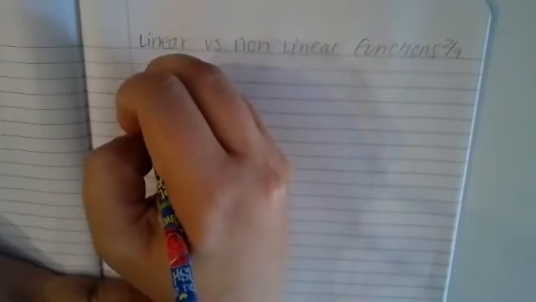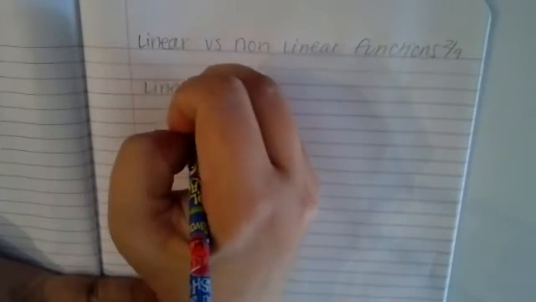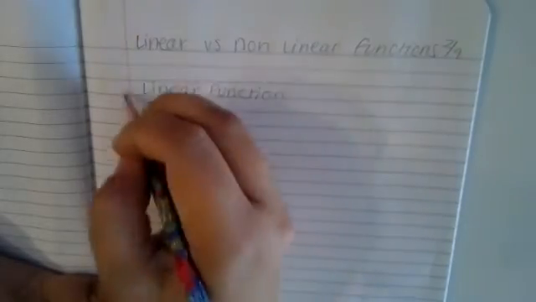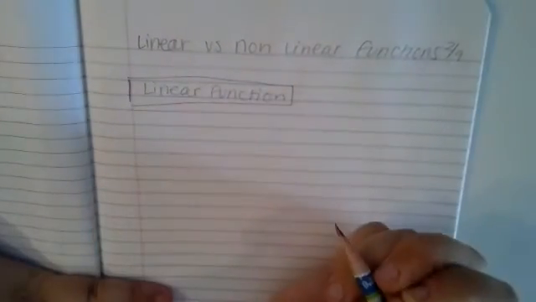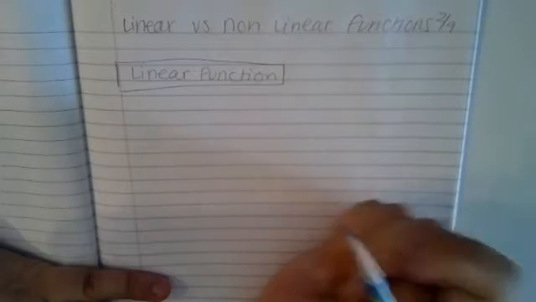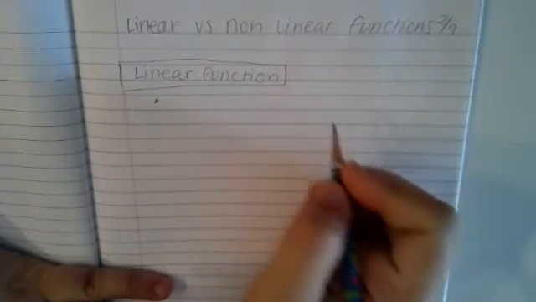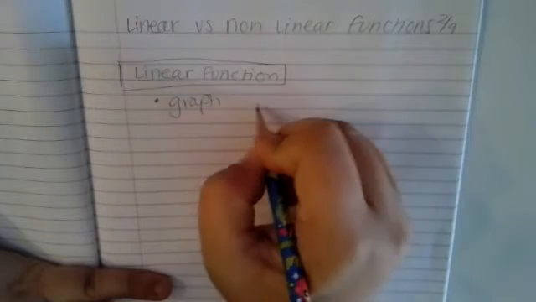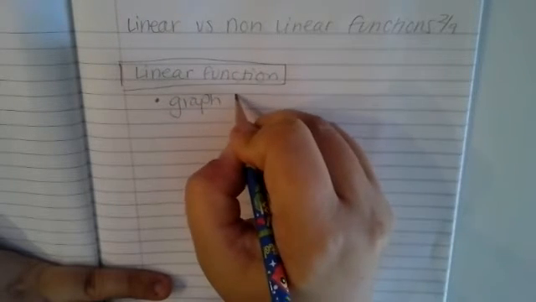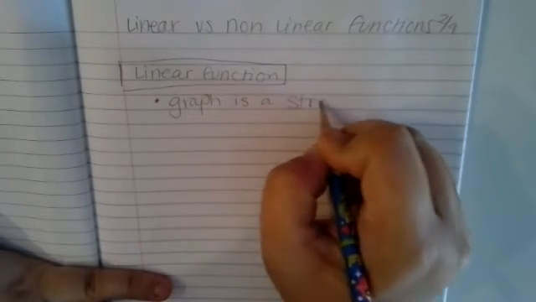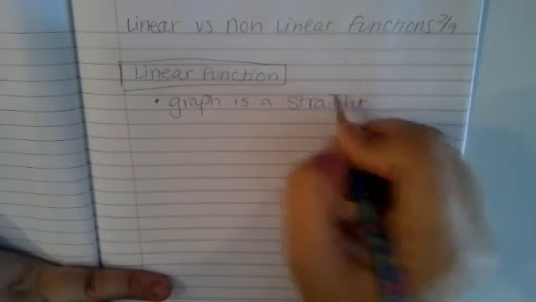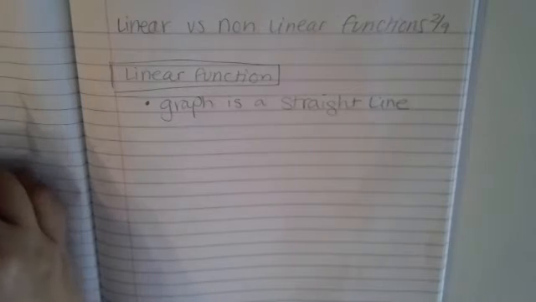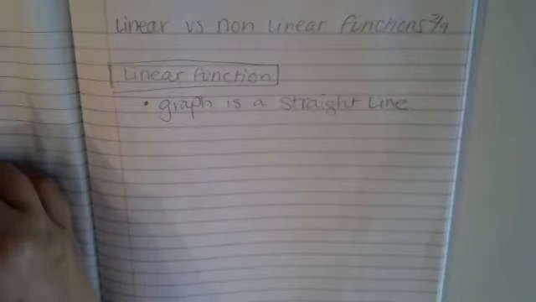So the first thing we're going to talk about is what makes a linear function. One of the key things that makes a linear function is that the graph is a straight line. Okay, so in order to be a linear function, when we graph it, it needs to graph as a straight line.